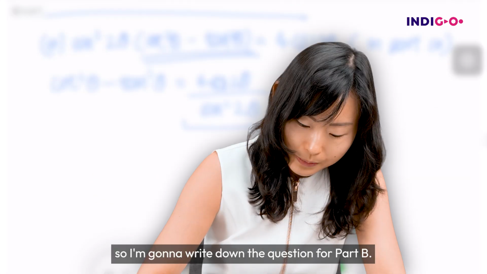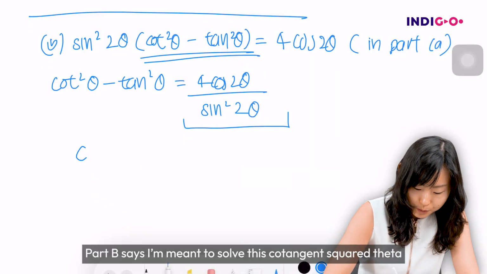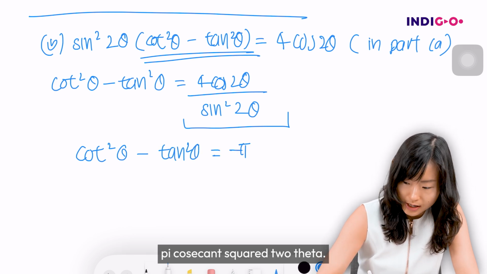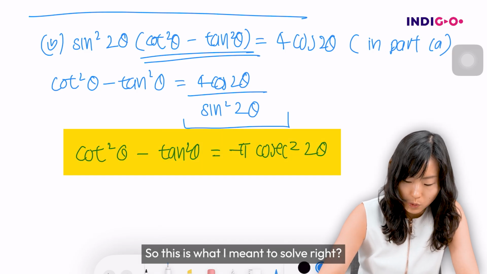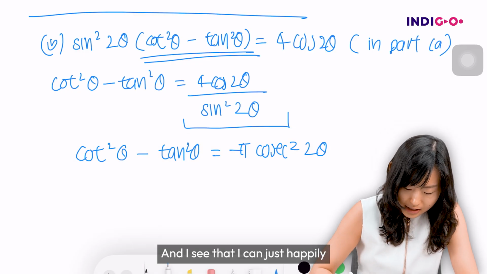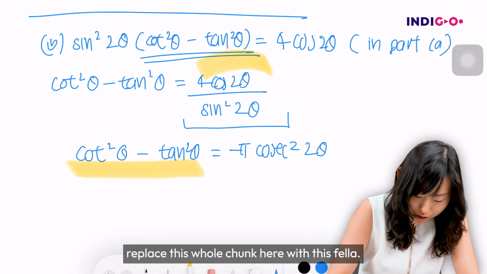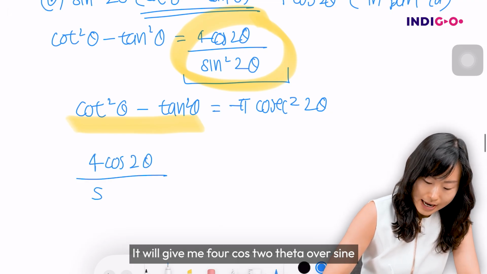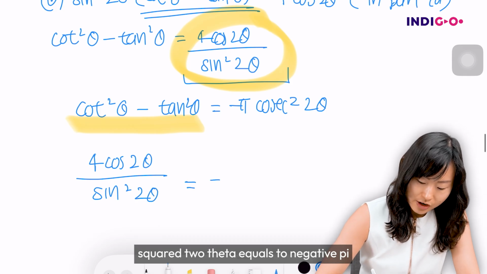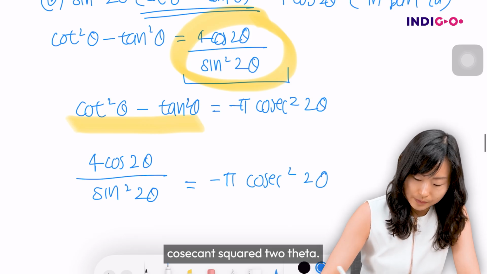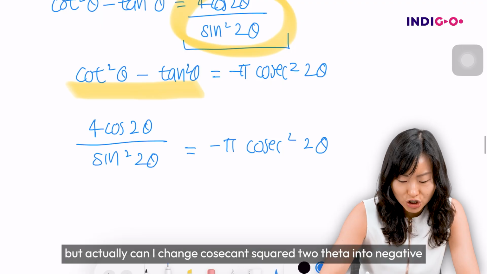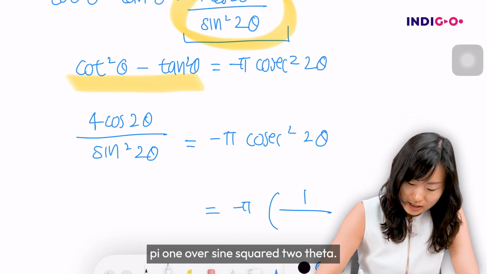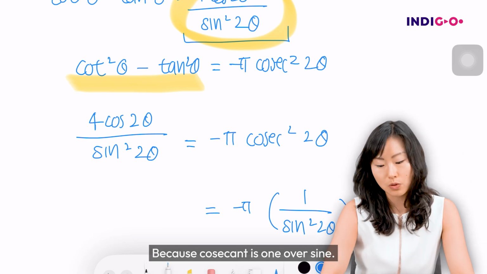So I'm going to write down the question for part B. Part B says I'm meant to solve this: cotangent square theta minus tangent square theta equals minus pi cosecant square 2 theta. So this is what I'm meant to solve, right? And I see that I can just happily replace this whole chunk here with this fella. So I'm going to do that. It will give me 4 cos 2 theta over sine square 2 theta equals negative pi cosecant square 2 theta. Seems like we've got a lot of trigs, but actually I can change cosecant square 2 theta into negative pi times 1 over sine square 2 theta, because cosecant is 1 over sine.